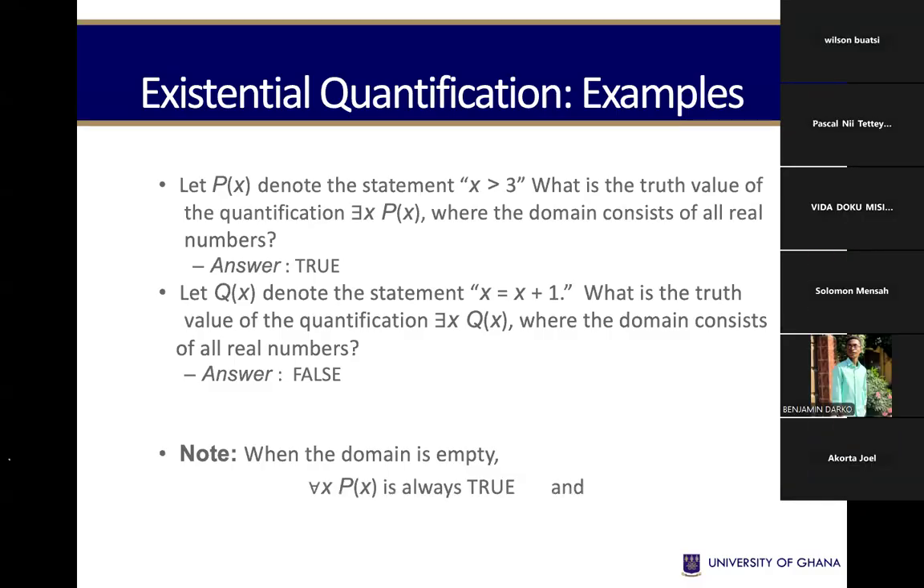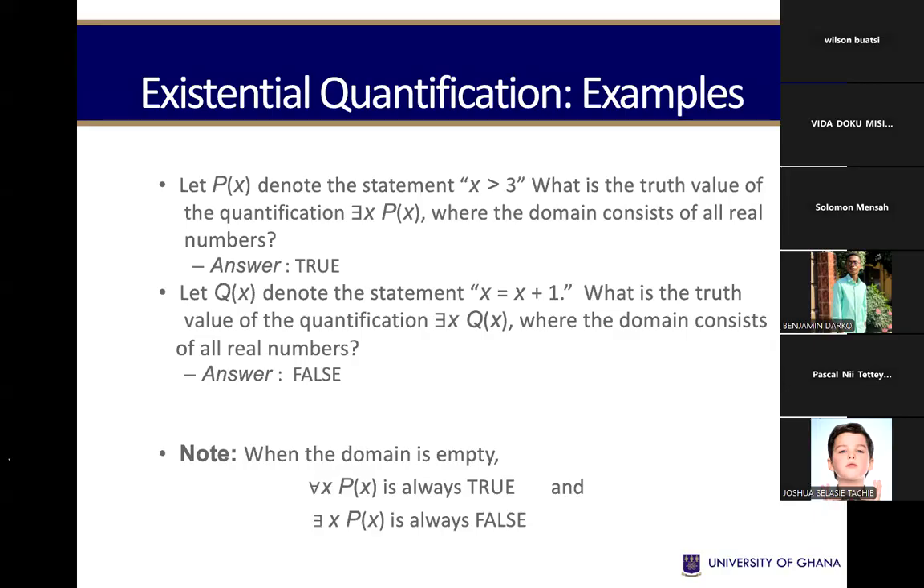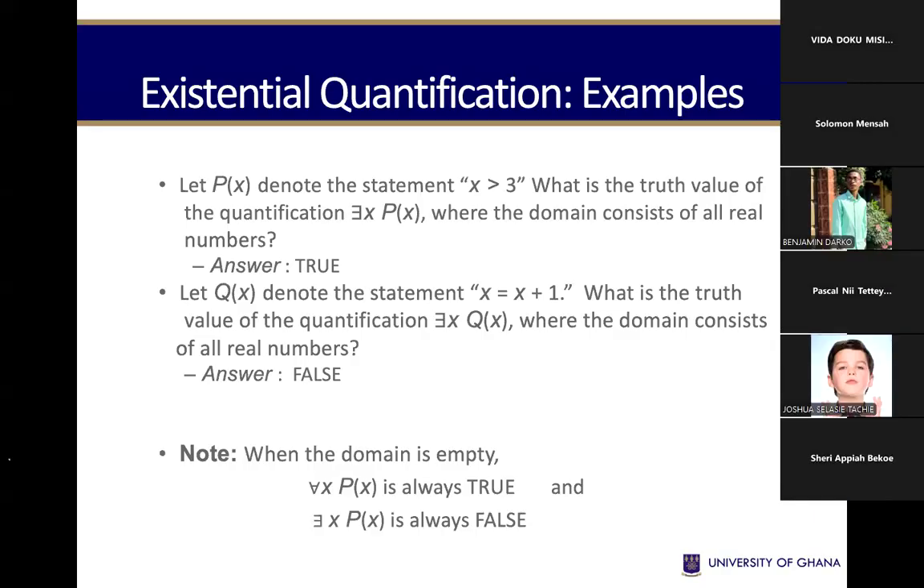It's a very interesting thing, though, but pay attention here. For all x, P of x is always true. And lastly, there exists x, P of x is always false. That's what makes math very interesting and very nice to do. So why is it the case? Let's look at it in this way. So what do we know?